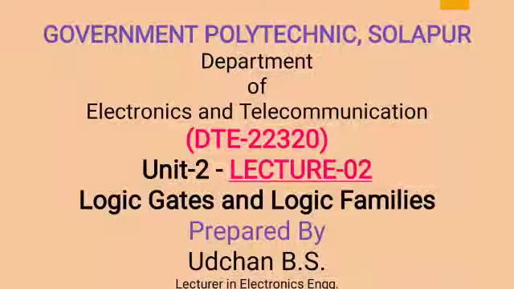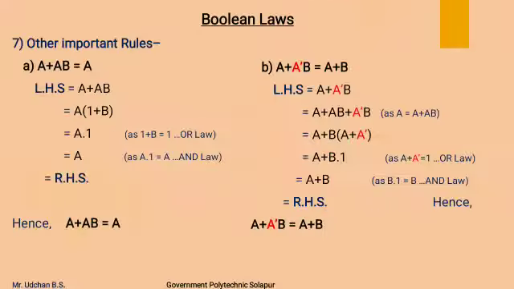In the previous lecture, we have seen the 6 Boolean laws. Now, in this lecture, we will see the remaining Boolean laws. Other important rules regarding Boolean laws: the first one is A plus AB will give you A.